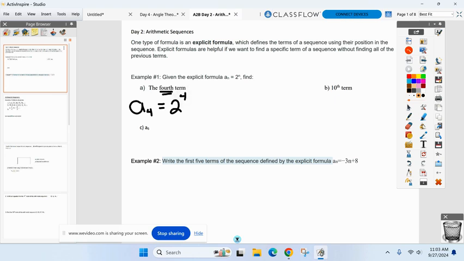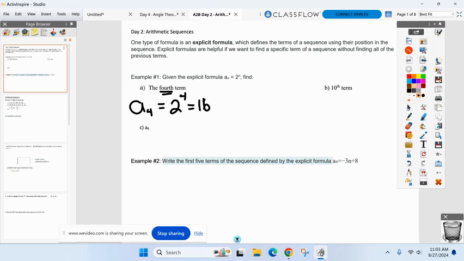I heard 8 over here. 2 to the 4th is 16, not 8. You guys have calculators? Are they working today? 2 to the 4th. 16, everybody? Yep. Use your calculators, no shame. That's how we can use an explicit formula to find any term you want now. You don't have to know anything about the previous one.